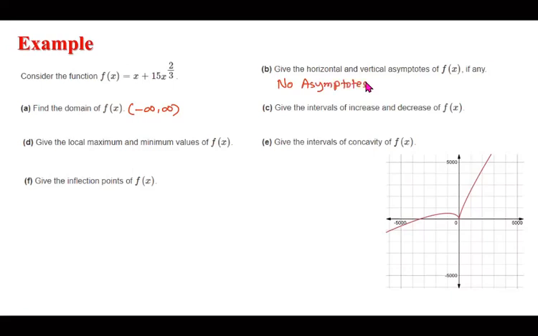Okay, there are no asymptotes. Now let's look at the next one. In C, we are asked to find the interval of increasing and decreasing. Where is the function increasing and where is it decreasing? That is what you have to find.